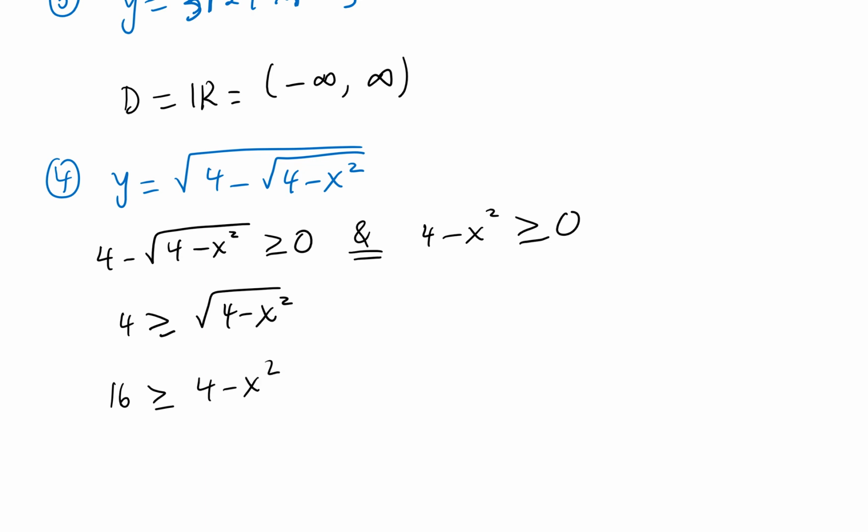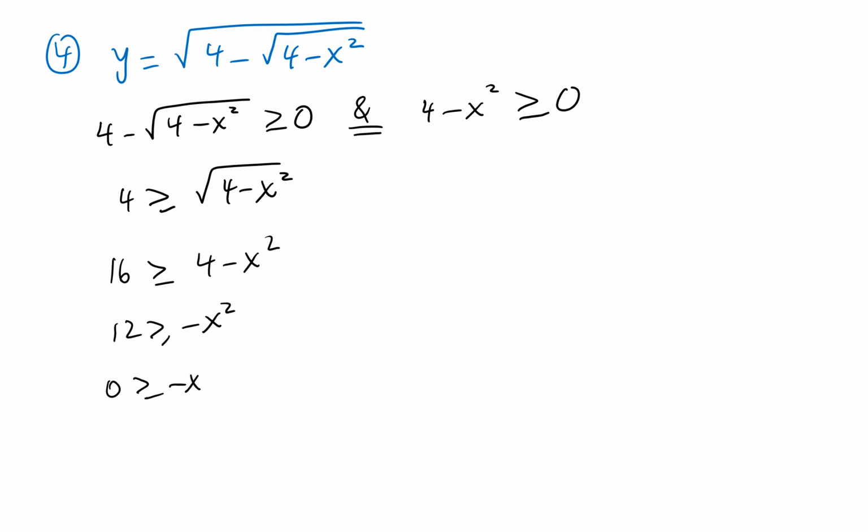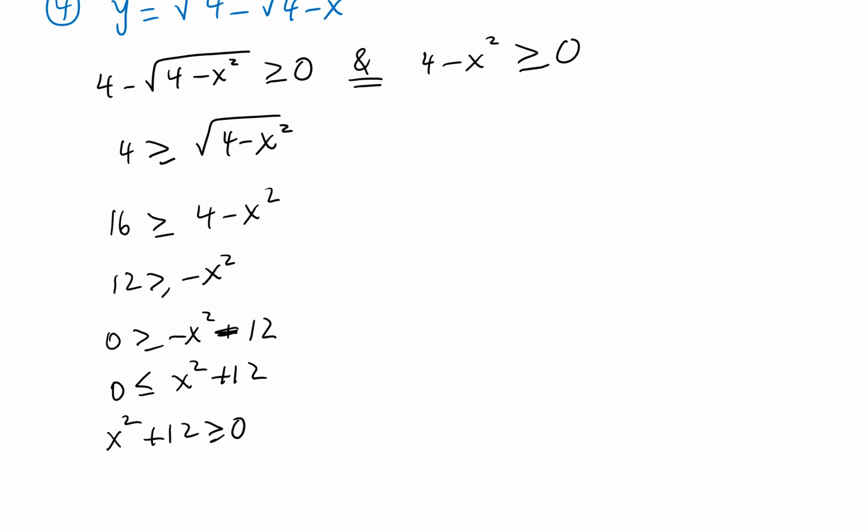Then subtract 4 on both sides. This is negative x squared. Subtract 12 on both sides. Then multiply by negative. This can be rewritten like so. This is bigger than or equal to 0 for all x. So for this part, it's nothing. It's not going to change, because this quantity is always bigger than or equal to 0, no matter what x is.